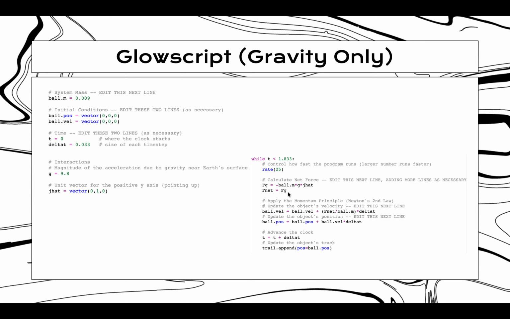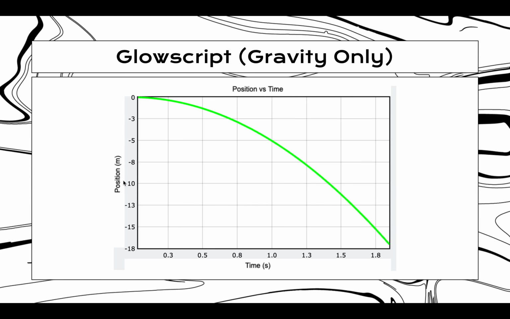Net force, in this case, only comprises the force of gravity, so we make a variable called Fg and set it equal to the equation for gravitational force. From there, we can update the object's velocity using the velocity update formula, and then update the position using the position update formula. From this code, we obtain a position versus time graph that looks like this.